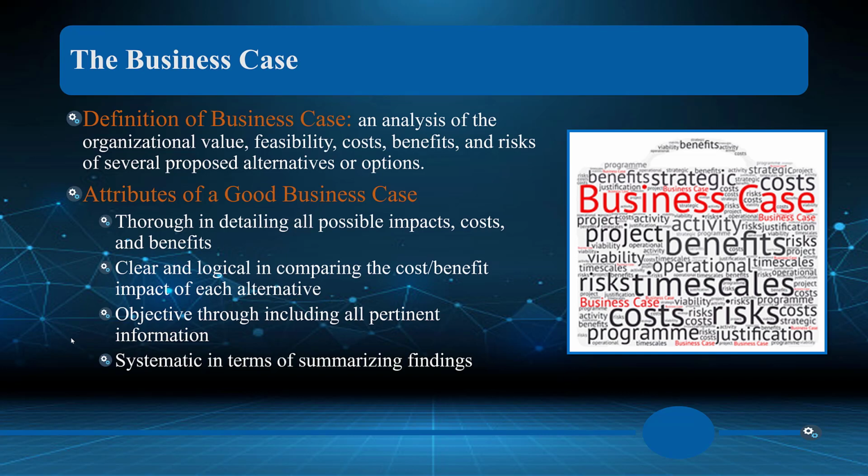So attributes of a good case: thorough in detailing all possible impacts, costs, benefits, clear and logical in comparing the cost benefit impact. We'll look at that more. Objective through including all pertinent information. Now, of course, can we ever get all of the information? No. And the fact is, we have to be careful. I want to really focus on this: analysis paralysis, okay? This is where we spend so much time planning that we never even get to execute, okay?